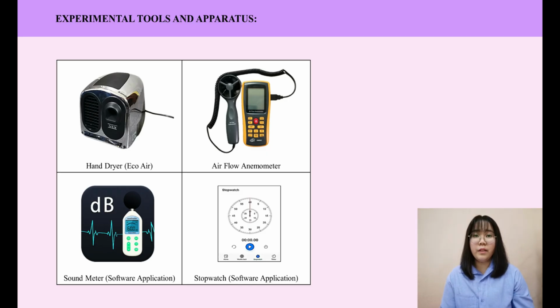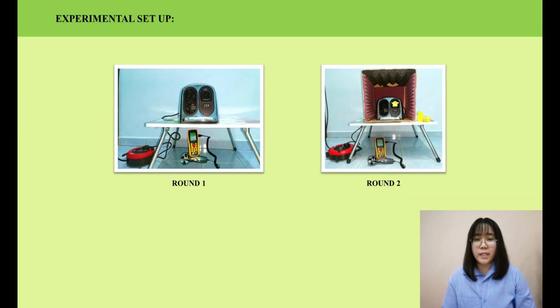Next, the experimental tools and apparatus used in this project are the Eco-Air hand dryer model, airflow anemometer, sound meter, and stopwatch, which are software applications that can be found in a smartphone. For the experimental setup, there are 2 rounds of experiments that have been conducted. The first round of experiments, shown on the left, is the default setting of the hand dryer in its original state, while the second round of experiments, shown on the right, is the experiment prior to DOE, which involved the use of nozzles and insulations.